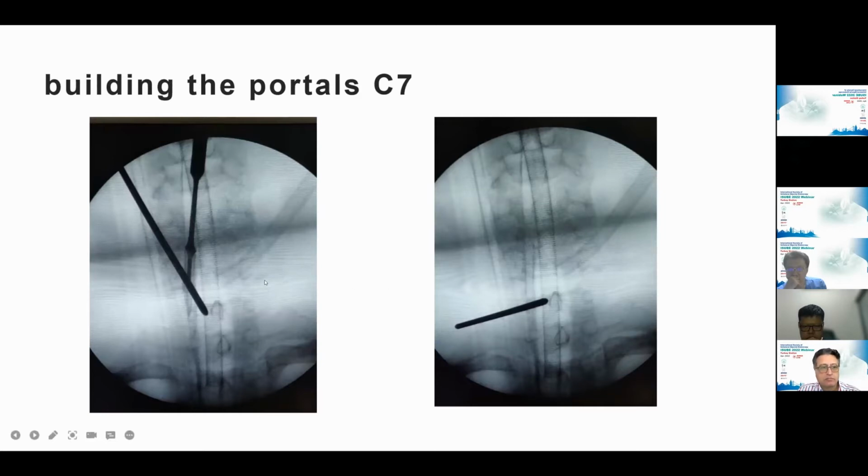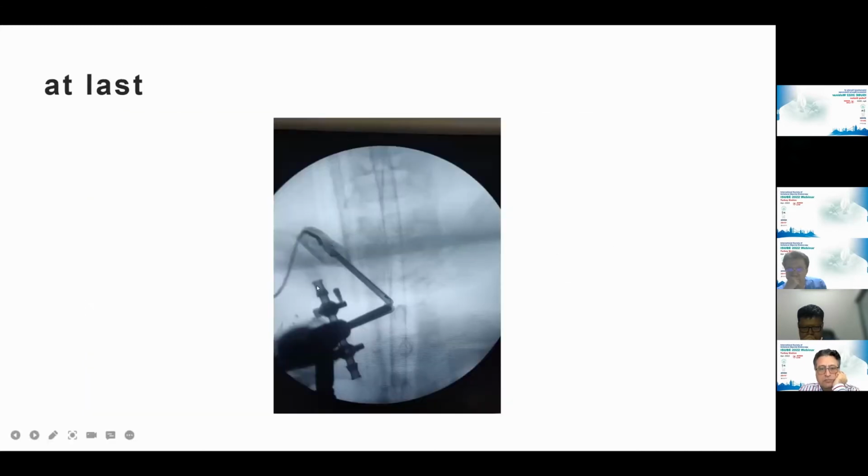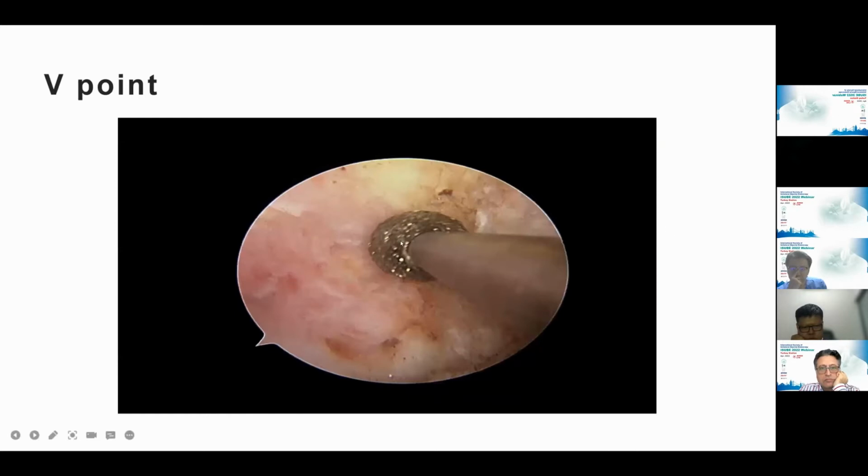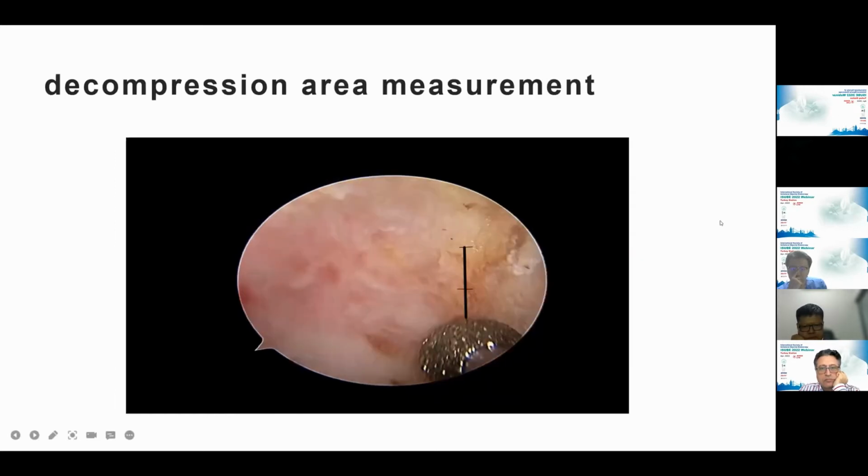The same method I use to build the endoscopy portal. I think the junction of the spinous process and the lamina is very safe. Then the endoscope and the instruments meet each other at the disc level. The viewpoint is very important. We start the bone work from the viewpoint, and we use the size of the diamond burr to measure the decompression area.